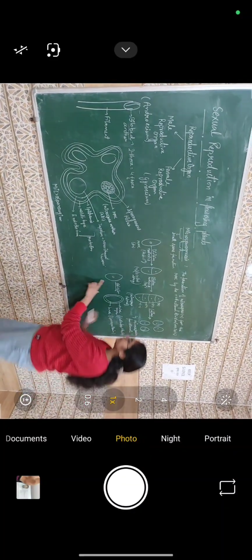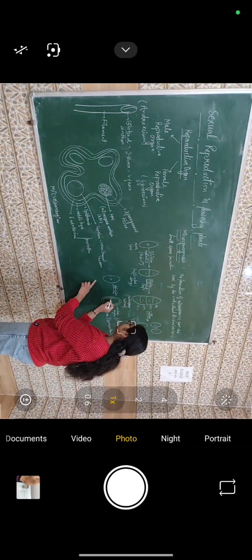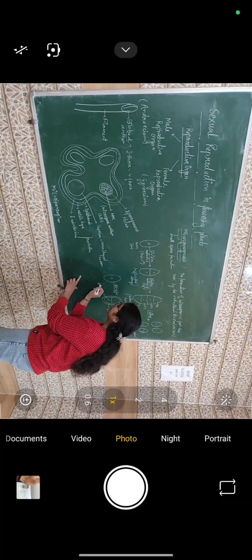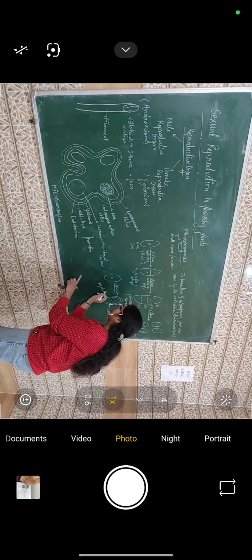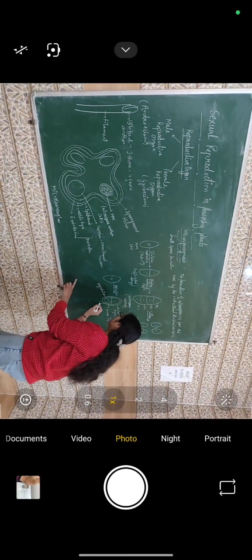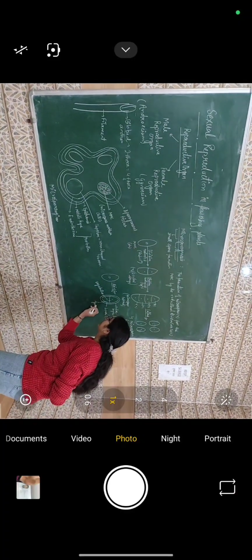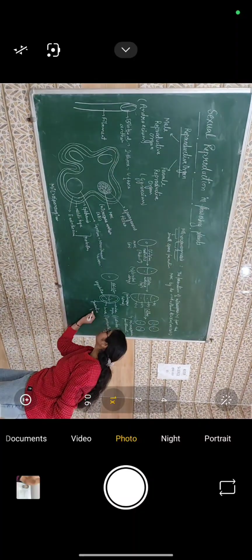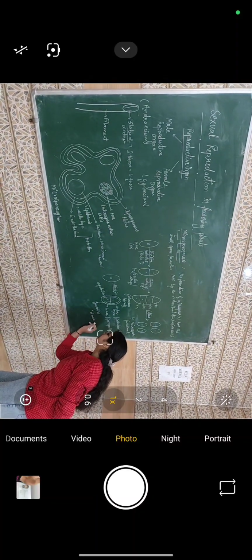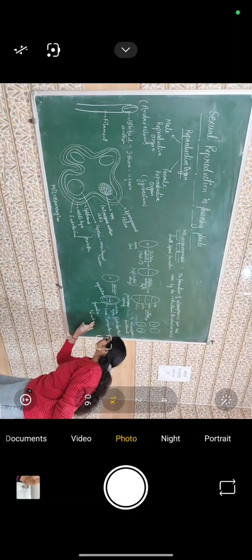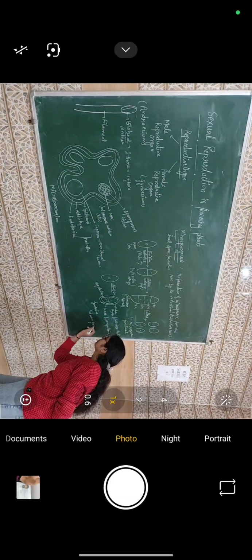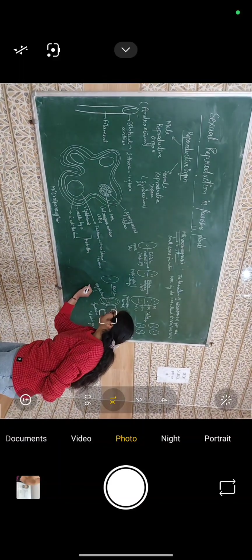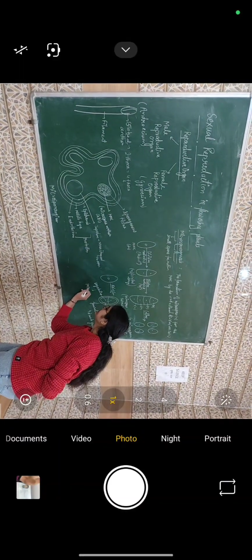And because of division, this single cell will convert into two cells. One is the vegetative cell and one is the generative cell. And this generative cell further will form two male gametes. And this vegetative cell will convert into polyploid.